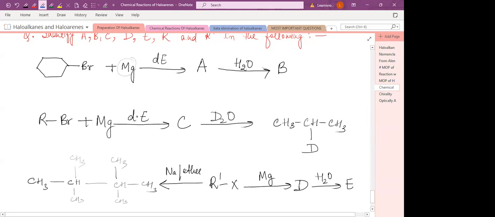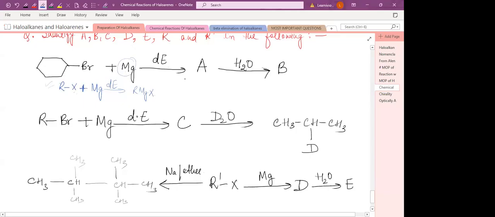When you treat this molecule with magnesium metal in the presence of dry ether, what will happen? You will get the Grignard reagent, RMgX, right? RX, this is your bromine, your halogen, and this is your R. The R group is your cyclohexene, right? And when RX, alkyl halide, is treated with magnesium metal in the presence of dry ether, you will get RMgX, Grignard reagent, right? So that's very easy.